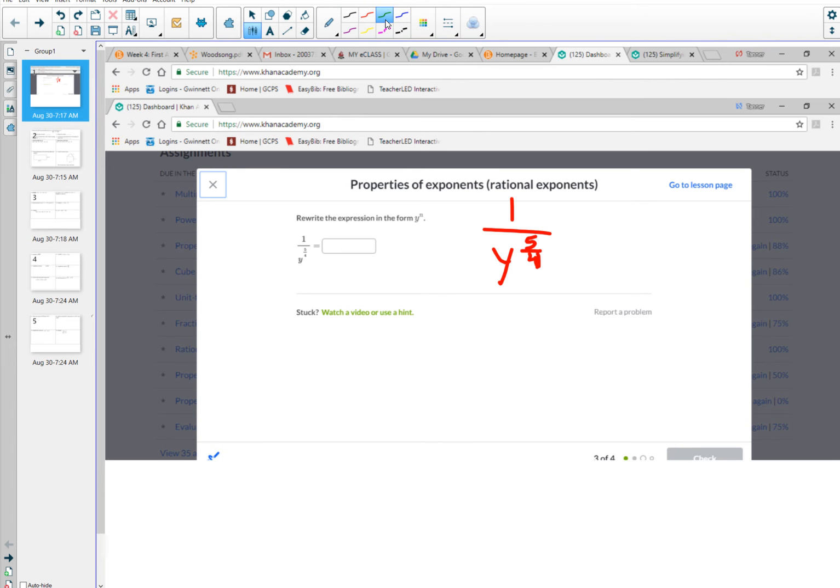How many y's do you see on top? You see a y on top? No, I don't see any. So theoretically, this would be the same thing as saying y to the 0. It doesn't make sense to write it that way, but if you were to write it that way, now you could use a different property which says that if you're dividing the same base, what are you allowed to do to the exponents? If you're dividing the same base, what can you do to the exponents?